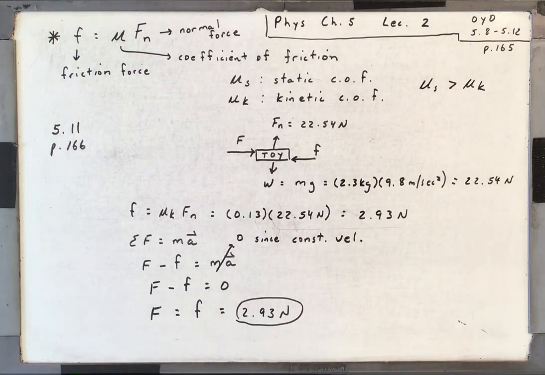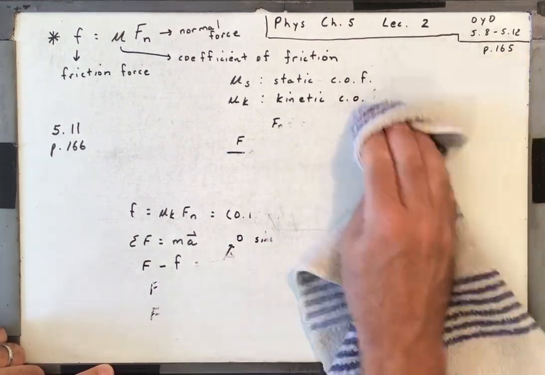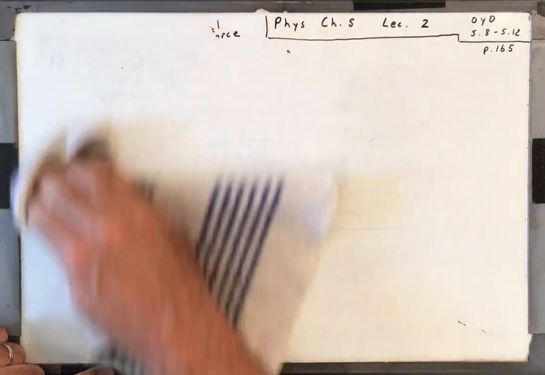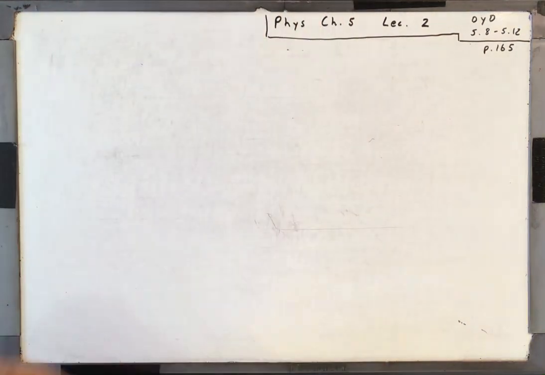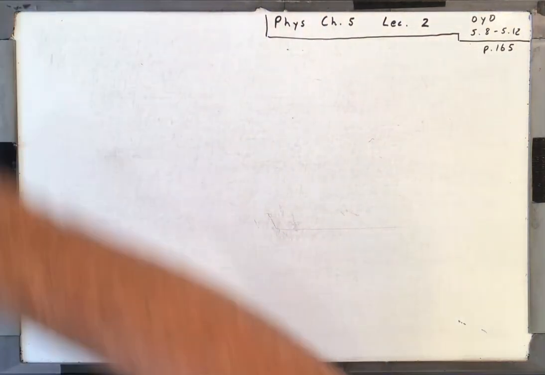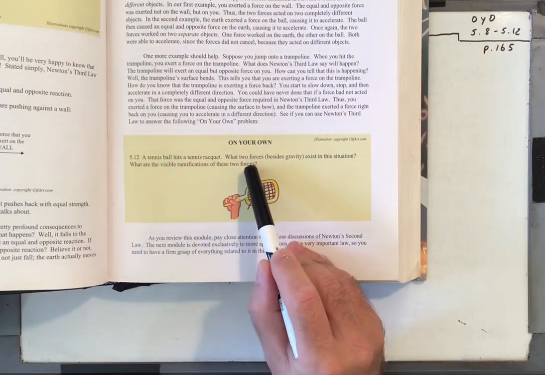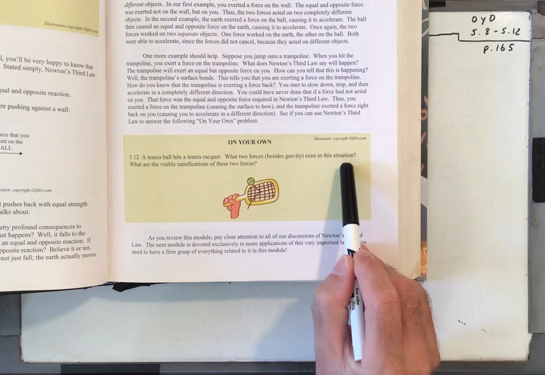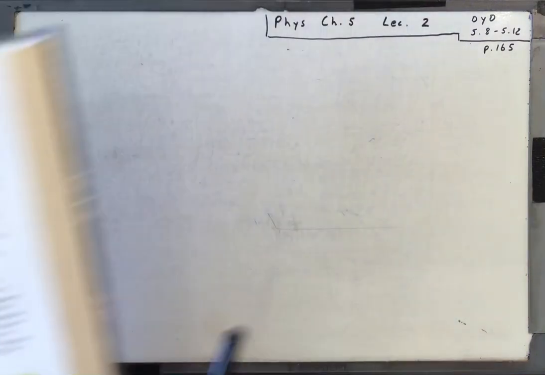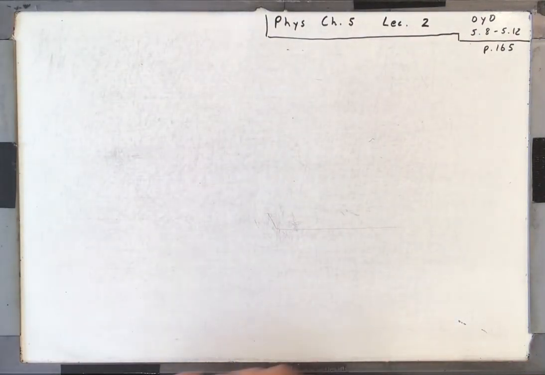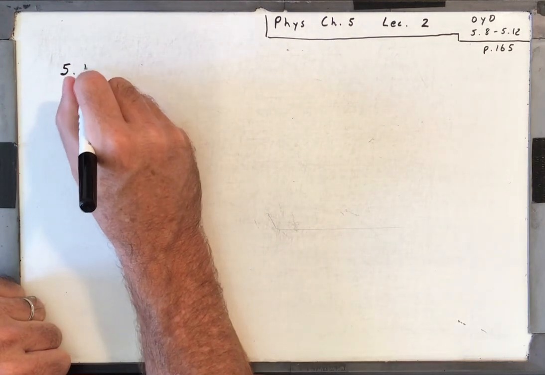All right, let's finish this chapter up with 5.12. It says a tennis ball hits a tennis racket. What two forces besides gravity exist in this situation? What are the visible ramifications of these two forces? The author wanted to have one on your own problem that talked about Newton's third law, so this isn't a math problem.